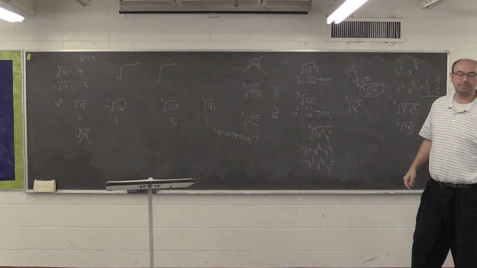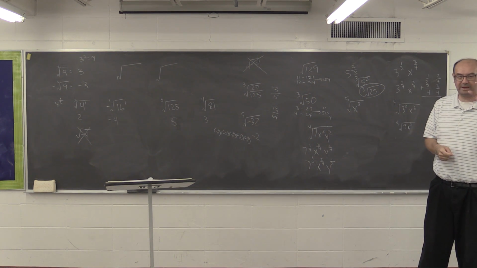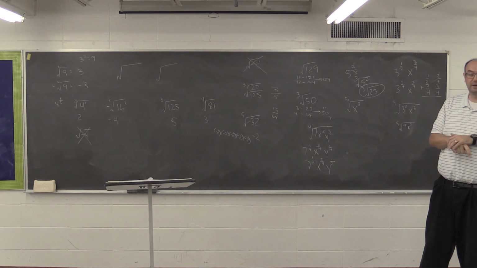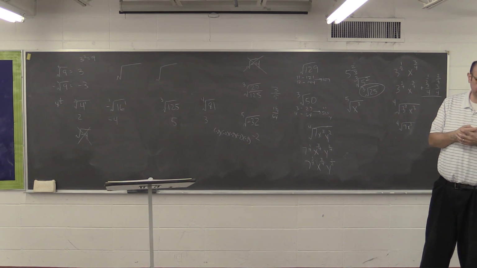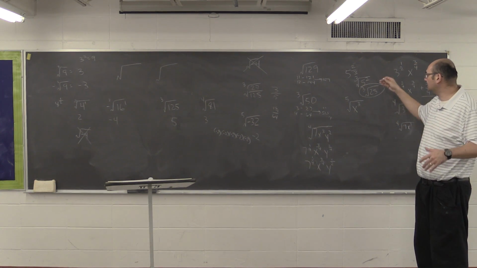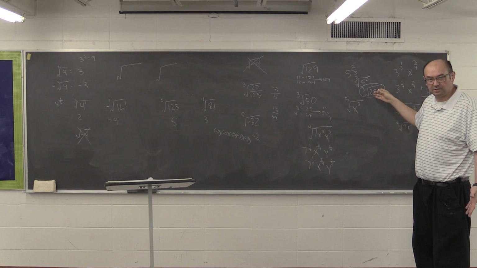And that cannot be simplified. 25 is not a perfect cube like 8 would be, or like 64 would be. So we just leave it at that. But it is simplified, and if your homework asks that this be broken down, that's what you need to do.